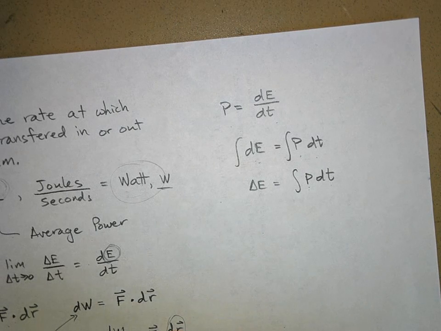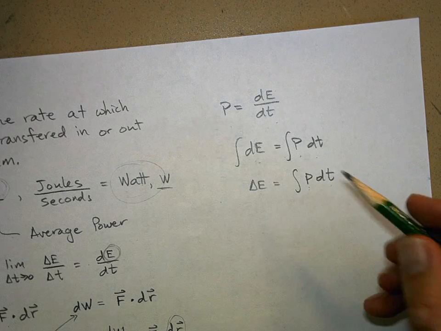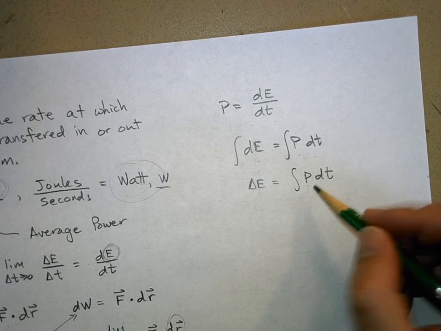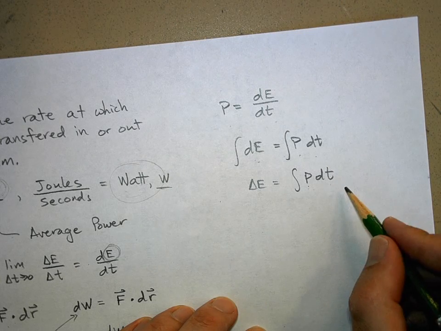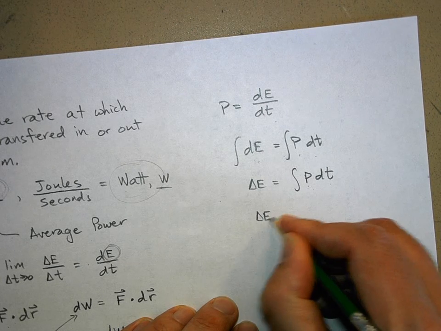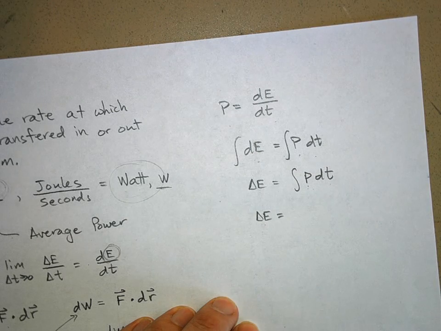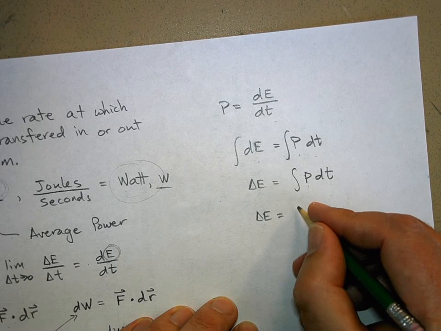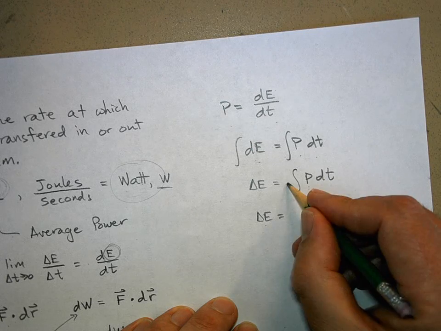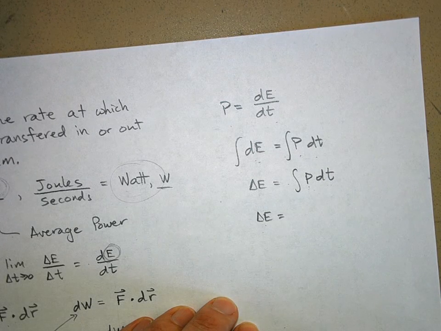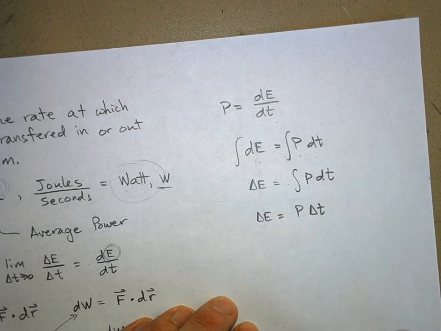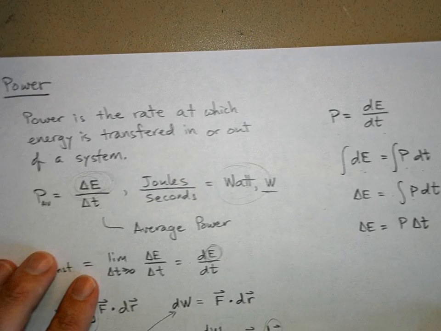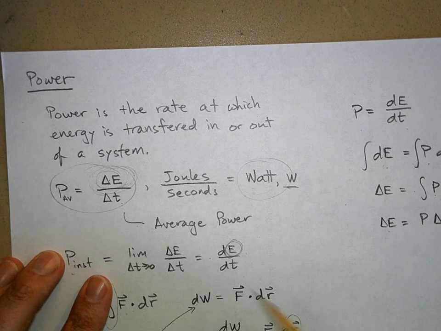Okay. So now, if you have a constant power, you'll have problems where the power is going to be constant. That makes this problem really easy because here the energy transferred will be equal to, well, the power comes out of the integral, right? And what's the sum of all the little dt's? That's delta t. So this is just going to be power times delta t, which gets me back to my original definition here. I've just rearranged it.